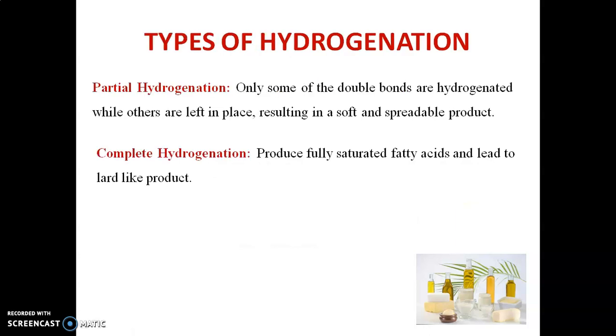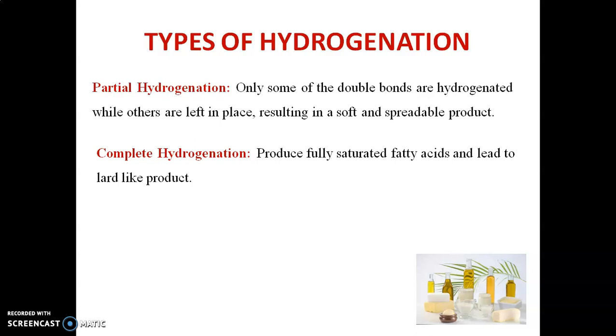There are two types of hydrogenation reaction. First is partial hydrogenation and second is complete hydrogenation. In partial hydrogenation, only some of the double bonds are hydrogenated while others are left in place, resulting in a soft and spreadable product, whereas complete hydrogenation produces fully saturated fatty acids and leads to a lard-like product.